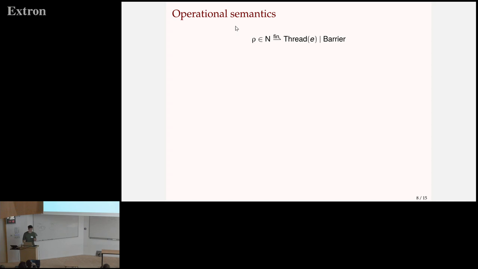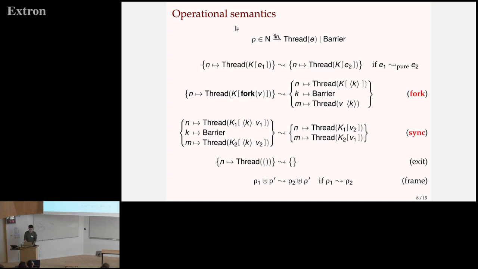But let's first look at how that works in the operational semantics so that you can see that it really has a concurrent semantics that's kind of like how real concurrency executes. So we have a configuration which is a finite map from natural numbers to threads which have an expression and a barrier marker. And these are the rules. The first rule just says that if a thread can do a pure reduction, then that can happen. The second rule is the rule for fork, which adds a thread to the configuration and a barrier. And the third rule is the most important rule. If two threads are simultaneously calling this barrier k, then this marker gets deleted and the values get exchanged.